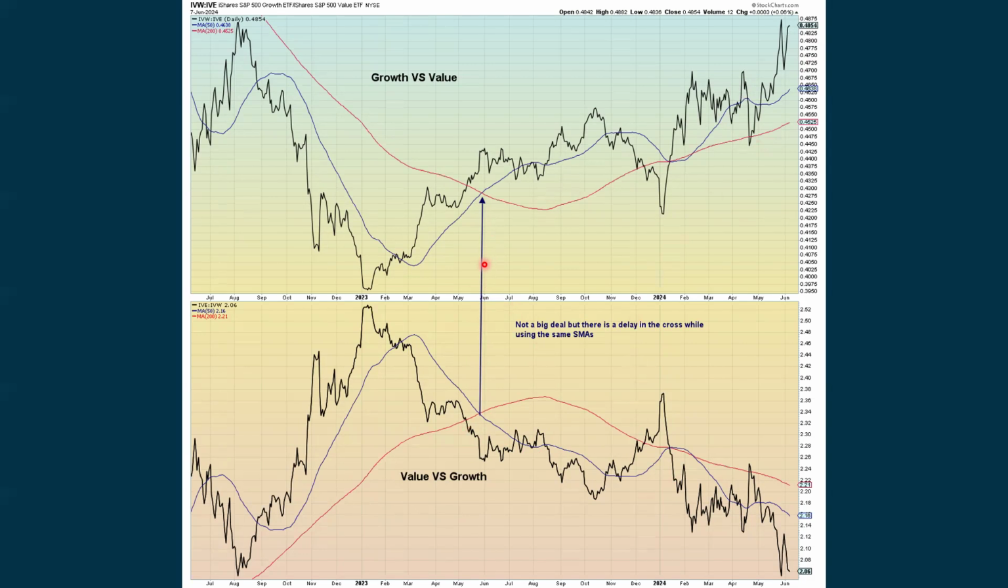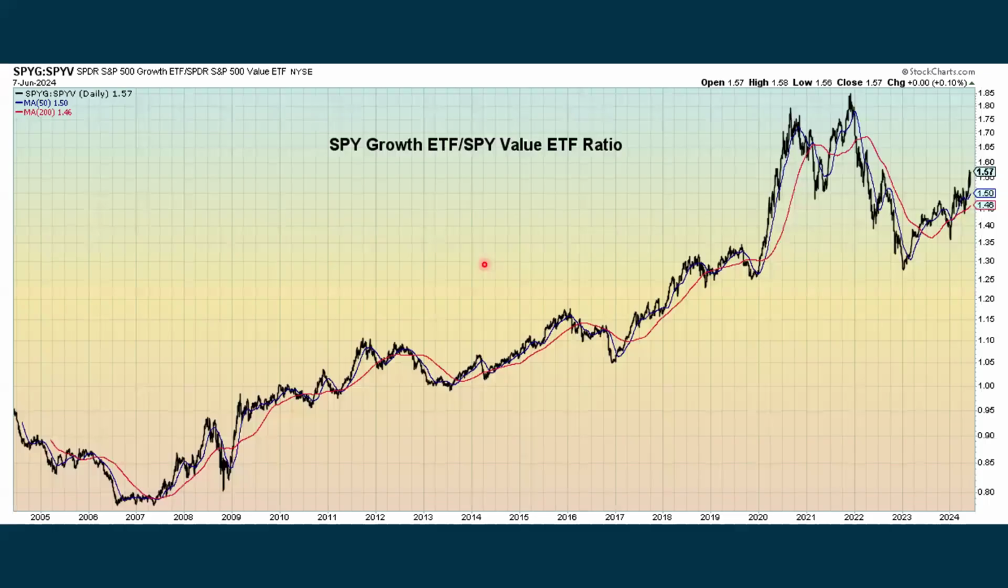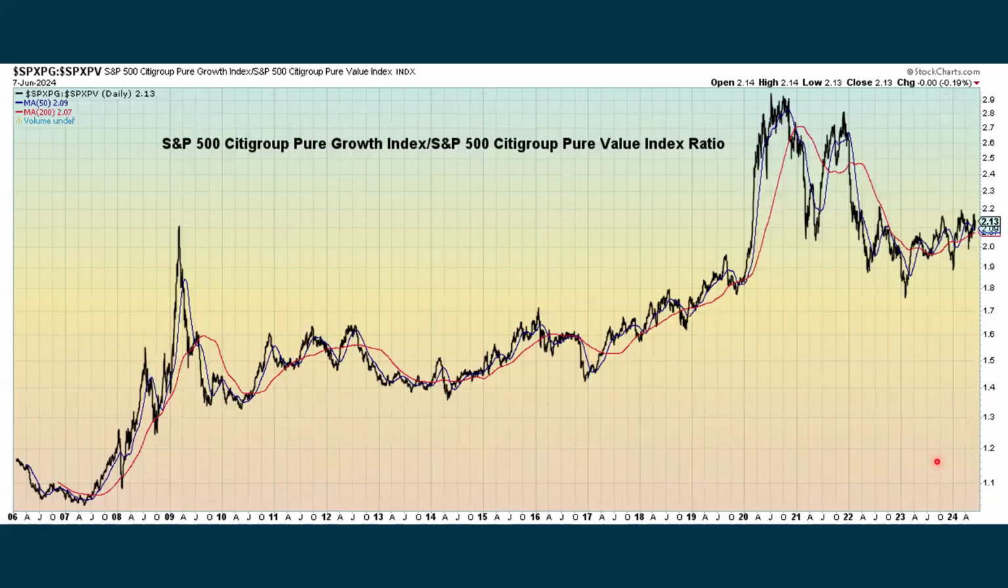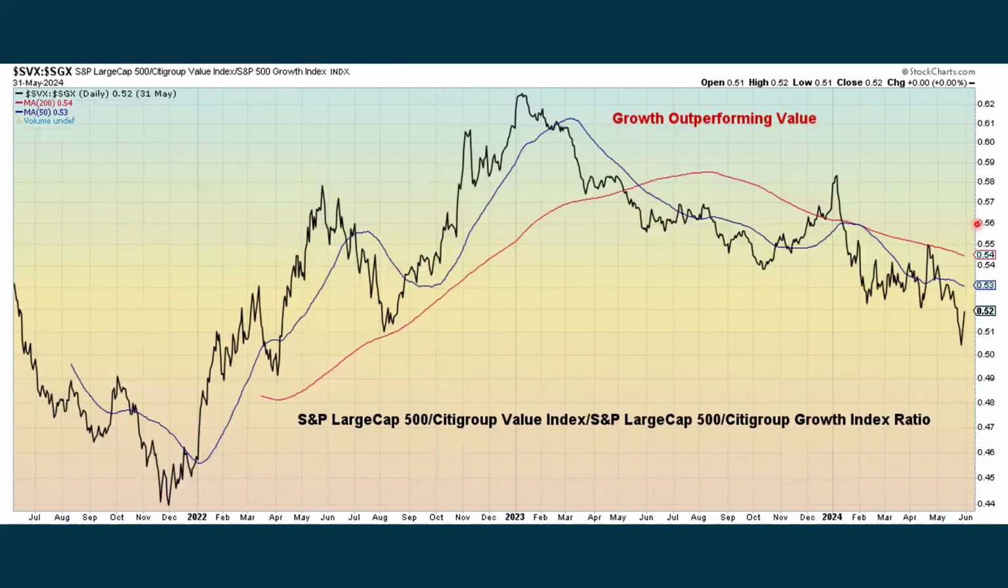And I also have shorter term charts and then longer term charts as I go through this. Here is a longer term chart. This is an ETF between growth and value, also showing on a longer term basis how growth is outperforming. And that's what we see in a more positive environment. This is showing how value is underperforming growth. Then here's another look at those same indexes that I showed earlier, showing how growth is outperforming value. And this is a shortened version showing how value is underperforming growth.